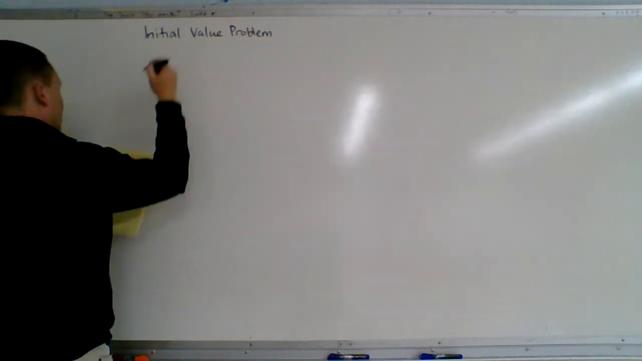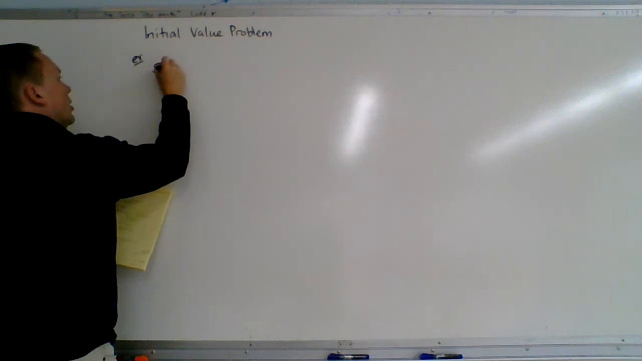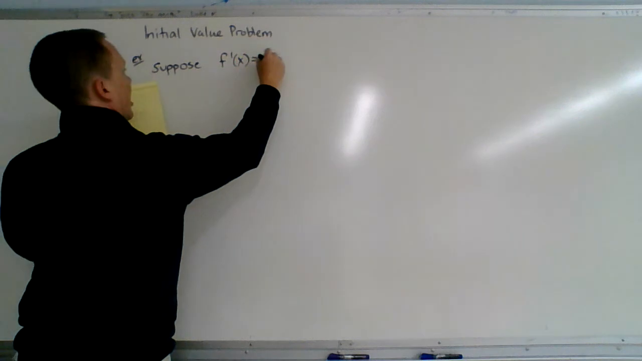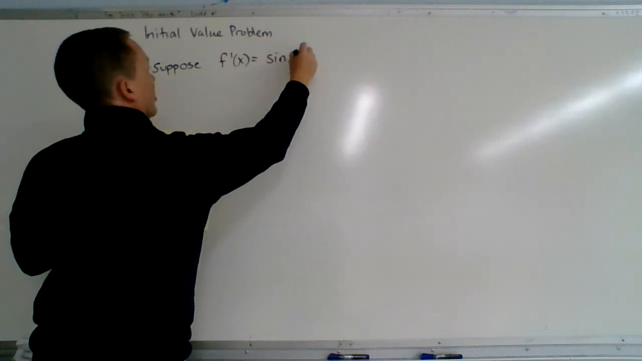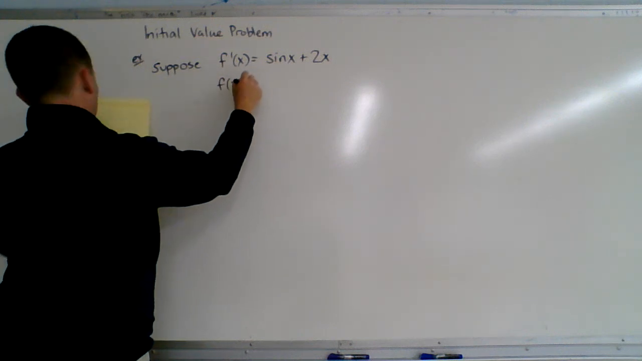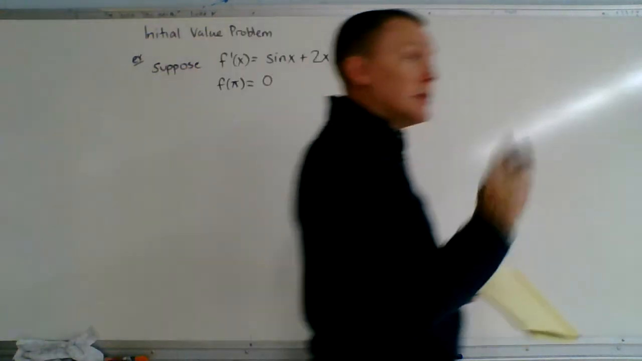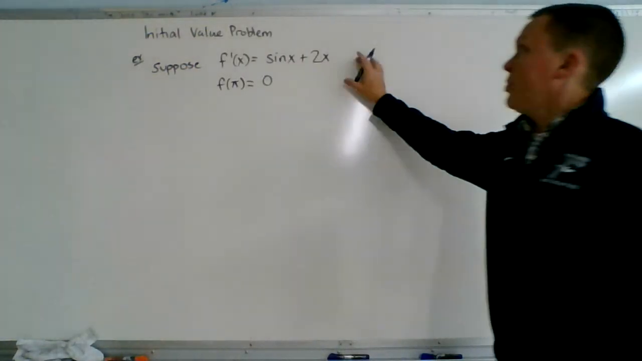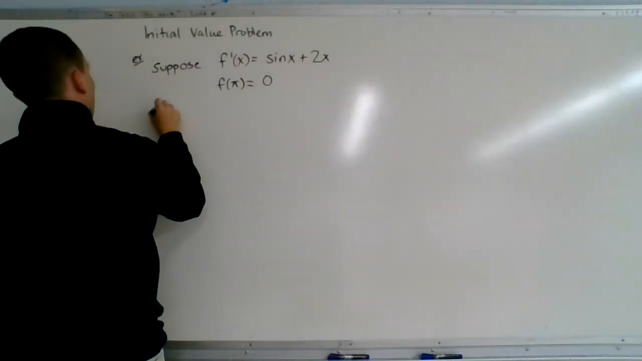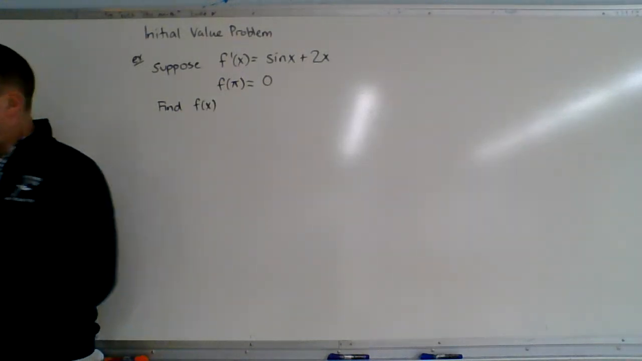So one more example of an initial value problem. So suppose f prime of x equals sine of x plus 2x, and f of pi equals 0. So I'm giving you a slope, essentially, and a point. And I'm asking you to find f of x.